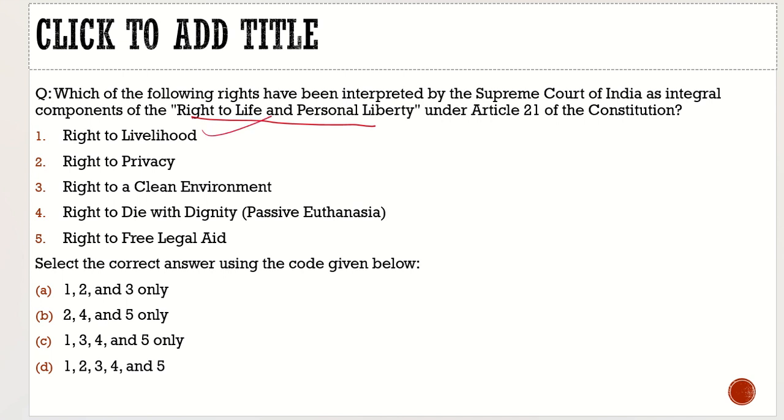First, right to life, livelihood, correct. Right to privacy, correct. Right to a clean environment, correct. Right to die with dignity. Right to free legal aid, correct. All the 5 statements are correct. So these are interpreted by the Supreme Court of India as integral components of right to life and personal liberty.